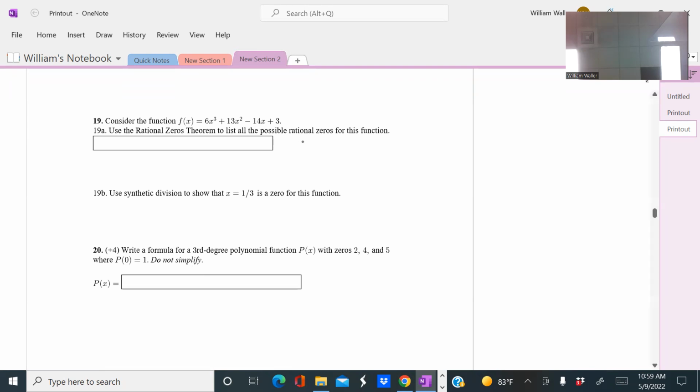So what's the strategy there? Remember, you take all of the factors of 3, right? So how can you write 3 as a product? Not many ways, right? You would have what?